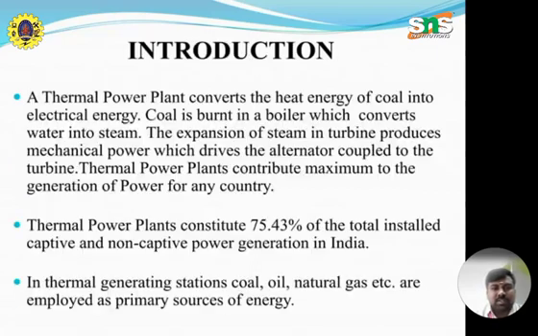So the thermal or steam power plant converts the heat energy of coal into electrical energy. The coal is burnt in a boiler which converts water into steam. The expansion of the steam in the turbine produces mechanical power which drives the alternator, that is the generator, coupled to the turbine. The function of the alternator or generator, we already know, is to convert mechanical energy into electrical energy. The thermal power plant contributes maximum to the generation of power for any country.